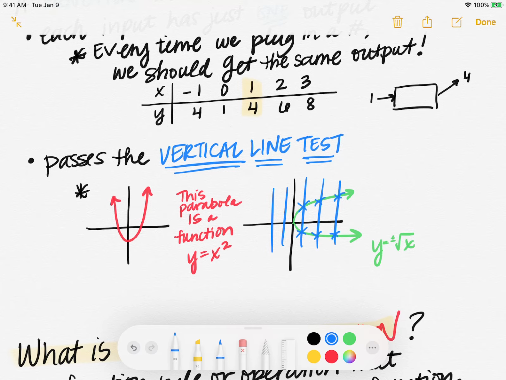This does not pass our vertical line test. If this is x equals 1, I plug in 1 and I get 1, 2 values. If this is, let's say, x equals 4, I plug in 4 and I get 1, 2 values. That cannot be true. So unfortunately, this parabola is not a function.